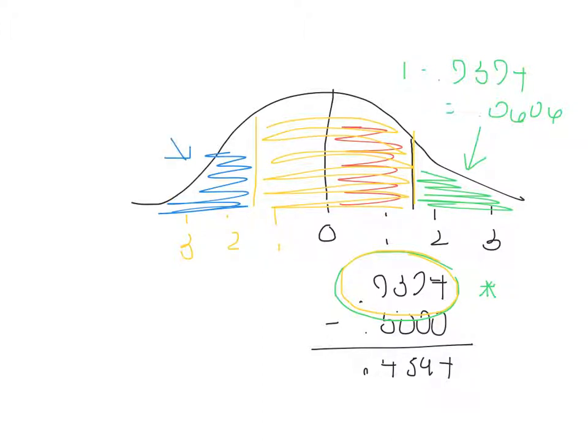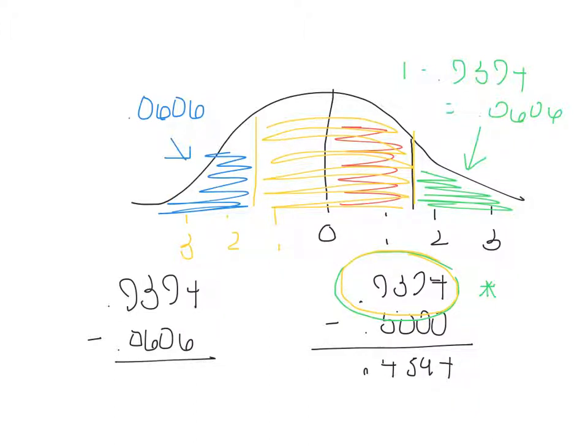If we look up the area below a z-score of negative 1.55, excuse me, we get 0.0606. So as always, whenever we want the area in between two z-scores, we take the bigger area of 0.9394 minus the smaller area of 0.0606. And so our response to part D of this question would be 0.8788.